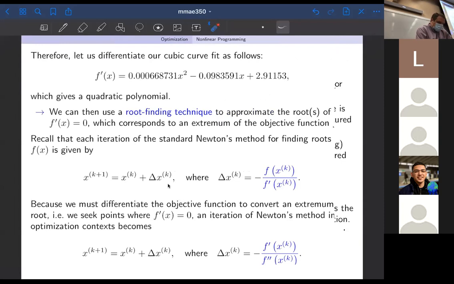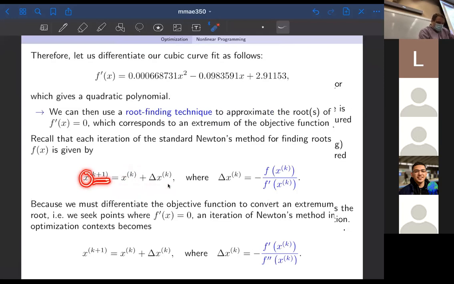Okay, so let's remind ourselves how Newton's method works. It's an iterative method. We start with an initial guess for x, where the root is. And we start with k equal to 0. The k is my iteration number. I calculate delta x for that iteration, and then I use that to correct my initial guess to get a better value of x at the next iterate, the k plus first iterate.